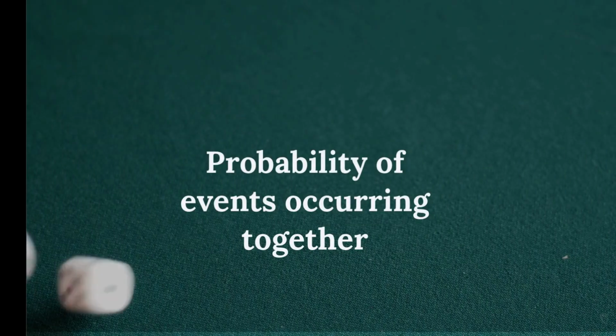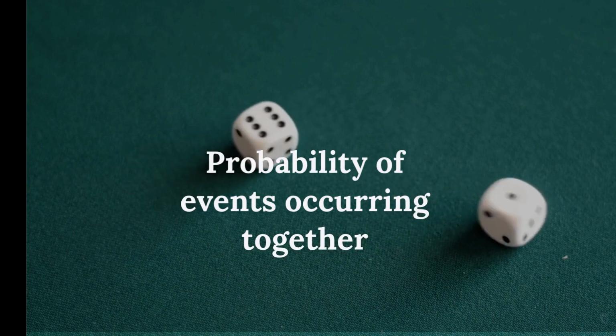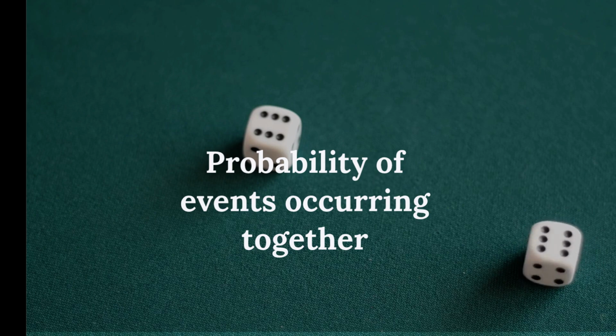The multiplication rule finds the probability of two events happening together. Independent events do not affect each other's probabilities. Dependent events influence one another, altering probabilities. For independent events, probabilities are multiplied directly. For dependent events, conditional probabilities are used. This rule is crucial for modeling complex data interactions.